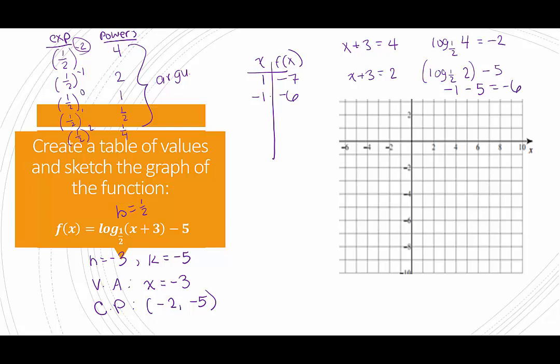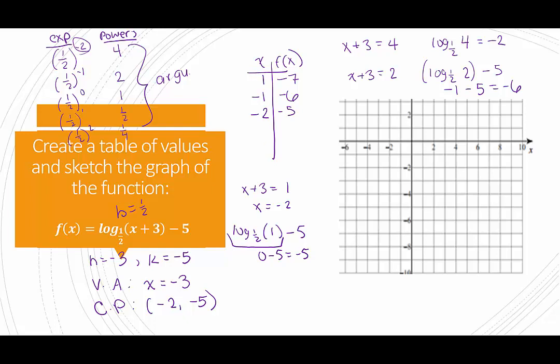Next should be our critical point. So let's verify that we agree with the critical point that we already found. Next, we would like the argument to equal 1. So x plus 3 equals 1 when x equals -2. So we have -2, and now we would have log base a half of -2 plus 3, which is 1, minus 5. So 1/2 raised to what power gives me 1? That would be 1/2 to the 0, and 0 minus 5 is -5. I do agree with myself. Yay!